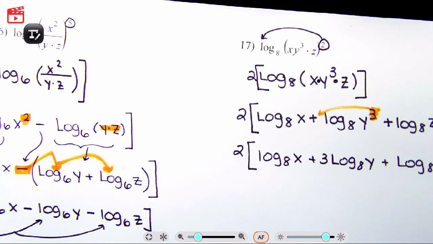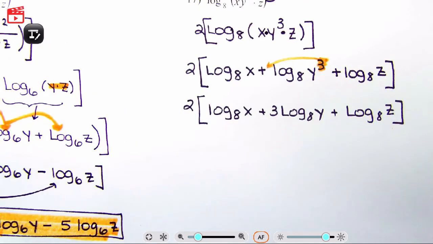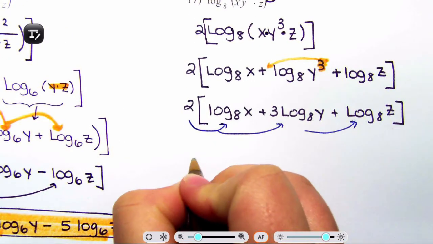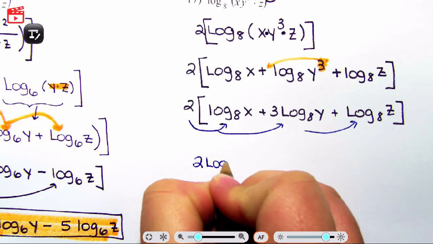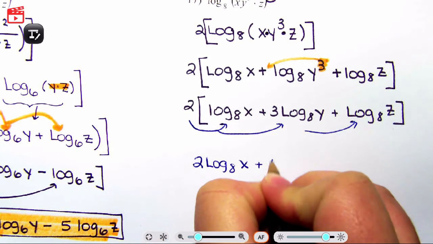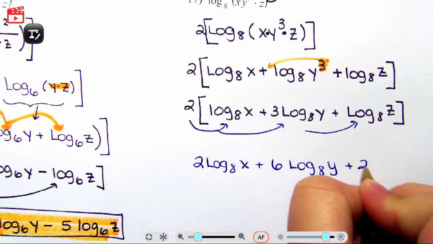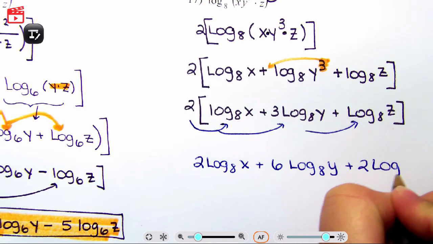Once there is nothing else for you to simplify or expand on the inside of your brackets, you're going to distribute that 2 for your final answer of 2 log base 8 of x plus 6 log base 8 of y plus 2 log base 8 of z.